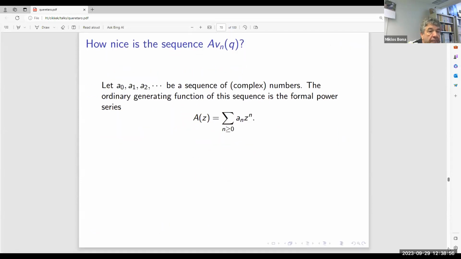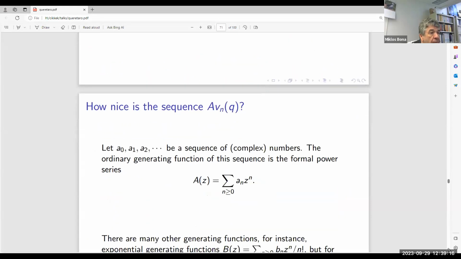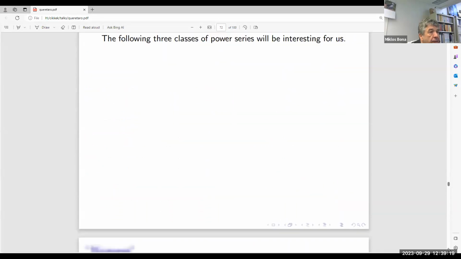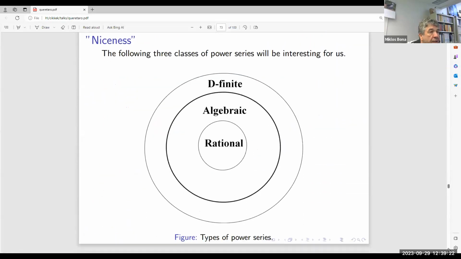Okay, I am running short on time, so let me just talk about this result. This is my most recent result in the field. Namely, how nice is the sequence. So when I talk about generating functions in this talk, it will be always the ordinary generating function, that one. And there are 3 classes of generating functions. Rational functions, which are the ratio of 2 polynomials. The bigger class is algebraic generating functions, those that satisfy an algebraic equation, like the square root of 1 minus 4x, right? That's algebraic, but not rational.